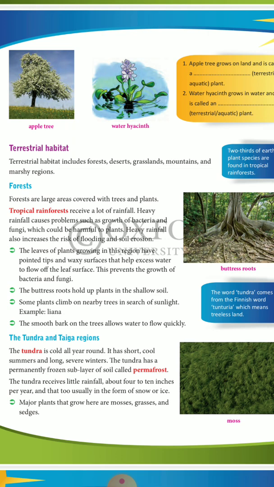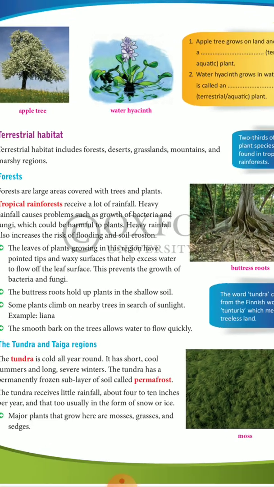So the leaves here will have a waxy layer. So the leaves growing in the rainforest will have a waxy layer that will prevent the development of fungi. Then one more adaptation the leaves have. The leaves have a pointed tip and a waxy layer, clear?